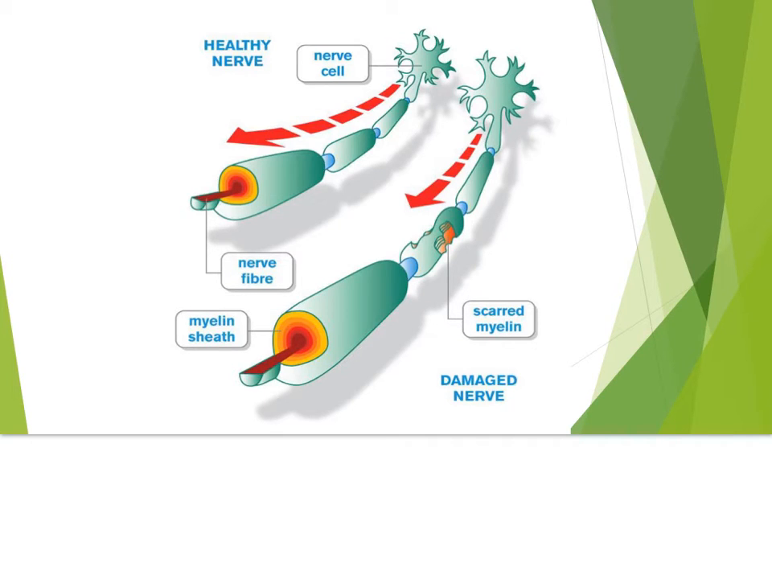Again, showing a normal nerve fiber with an intact myelin sheath versus a damaged nerve fiber or a scarred myelin sheath. And so this is what you need to think about as someone has repeated exacerbations of multiple sclerosis: as we have repeated attacks, the myelin sheath loses its ability to regenerate, eventually damaging the underlying axon. Nerve impulses are disrupted, and then you can have permanent loss of nerve function.